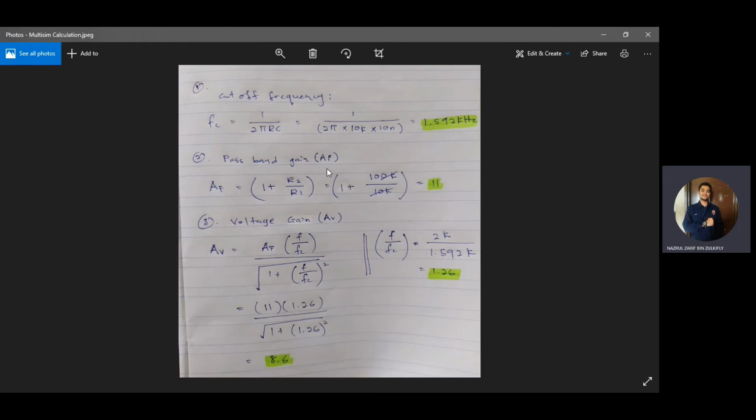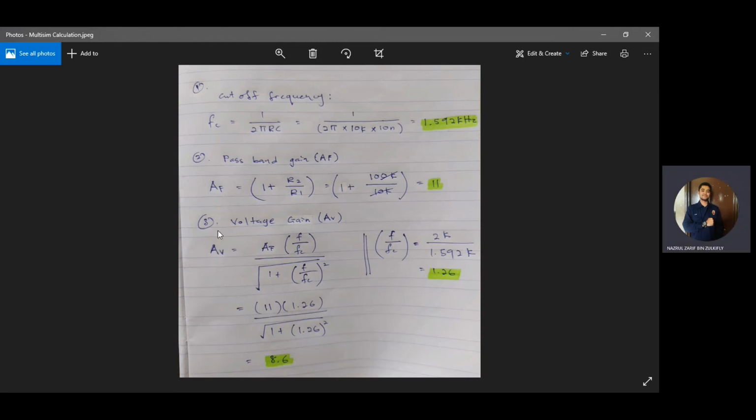Next is the pass band gain. So we insert the values for R2 and R1, R2 divided by R1 plus 1. Thus the gain is 11.